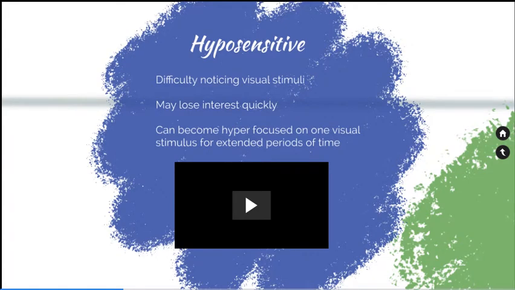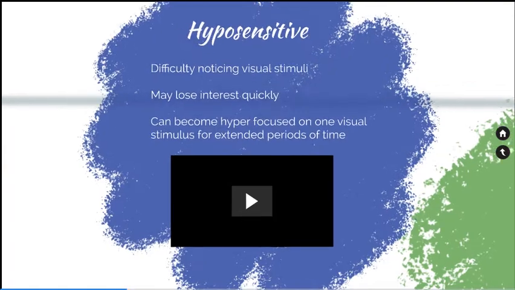Children can also be hyposensitive to sights. This means that they barely notice surroundings unless details and objects are pointed out to them. They may stare at the same point for extended periods of time, and they may get lost in a visual activity. They also may lose interest quickly in visual activities. Let's see what this could look like in the classroom.